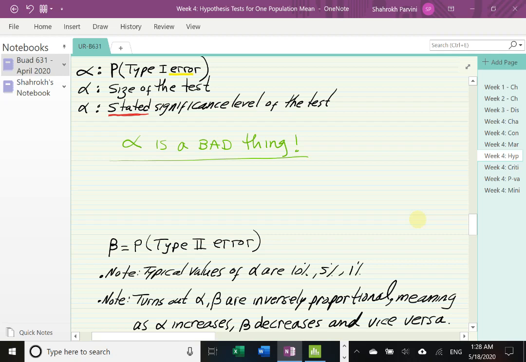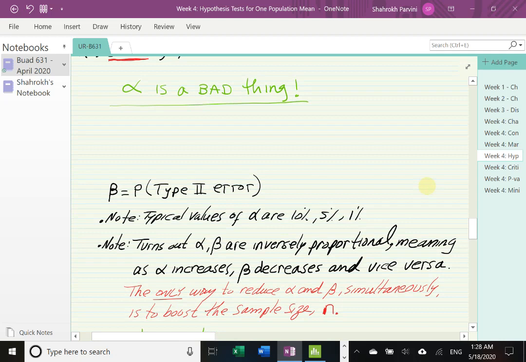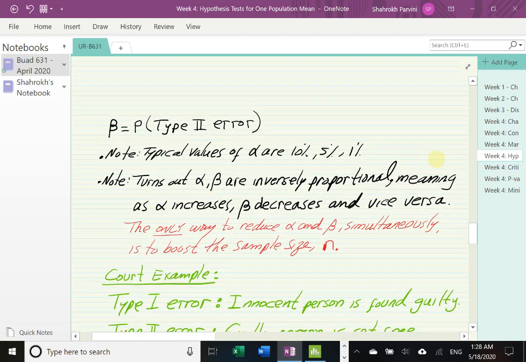So how can we actually simultaneously reduce both of them? The only way is to boost our sample size. And that's the hope here, that we can increase our sample size. Everything good comes out of large sample sizes, folks. Everything turns out much better.